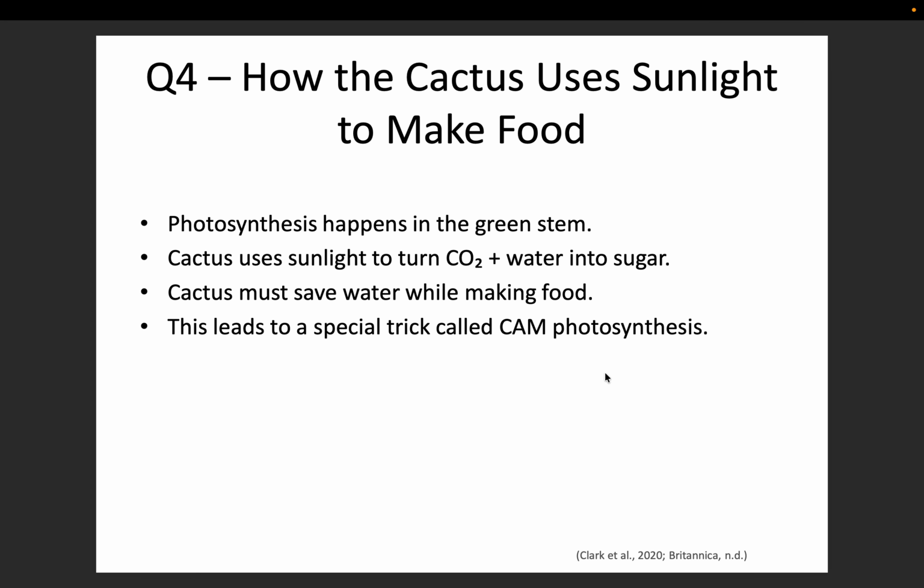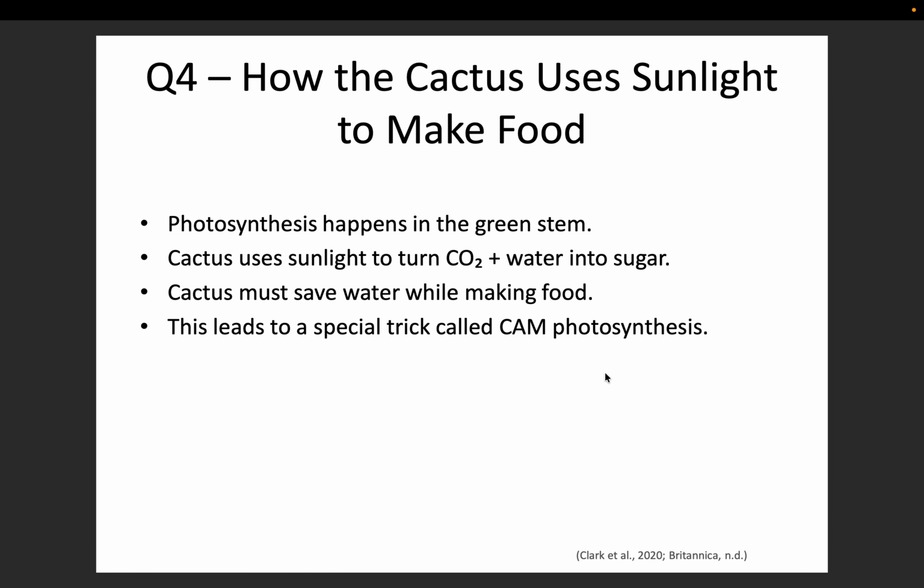Now let's talk about photosynthesis. This is how plants make food from sunlight. Do you know photosynthesis? In most plants, photosynthesis happens in the leaf, but a cactus doesn't have leaves. So where does photosynthesis happen? It happens in the green stem. The cactus uses sunlight to turn carbon dioxide and water into sugar. That's the same thing we learned earlier.